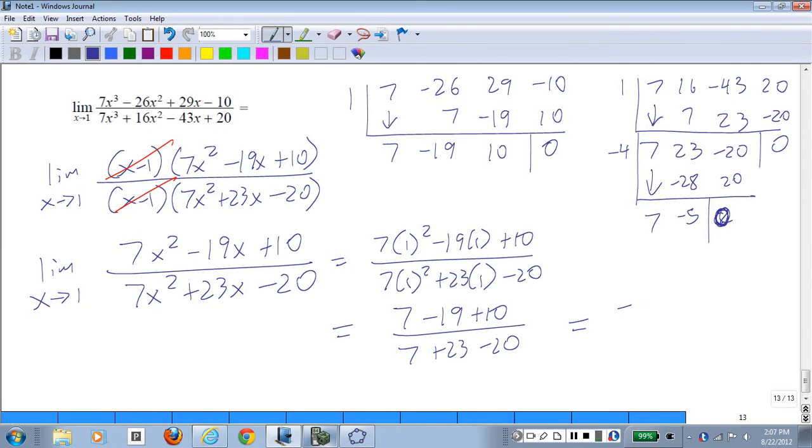Looks like negative 2 over 10. Negative 1/5. Yeah.